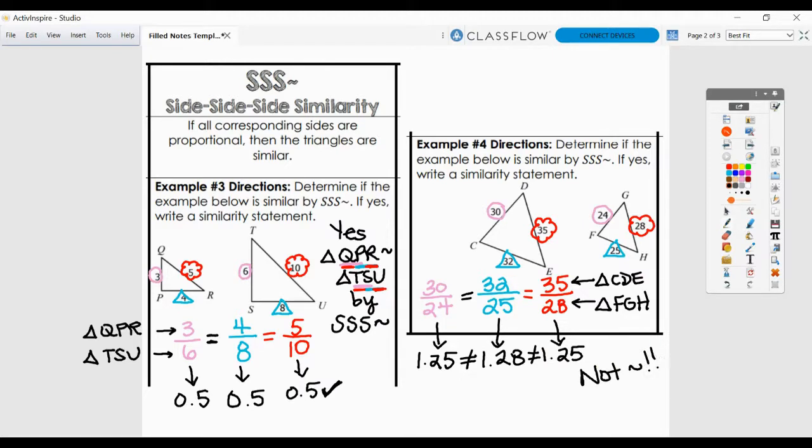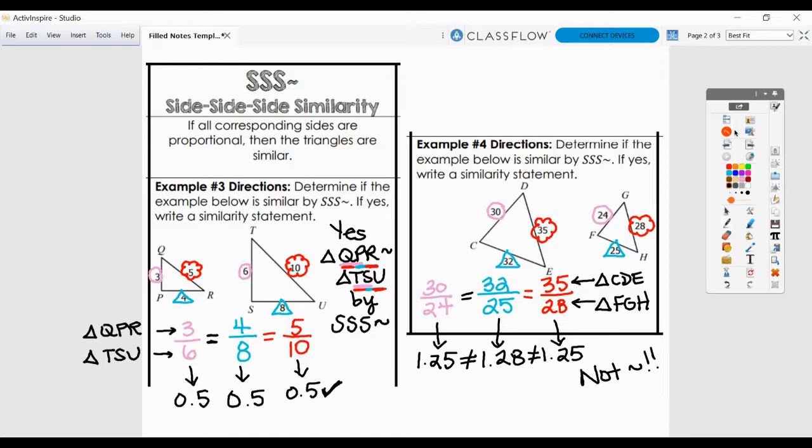We don't have to write a similarity statement since they are not similar triangles there. We need all three sides, when they match up with their corresponding sides, to be the same decimal when we straight divide these three ratios.